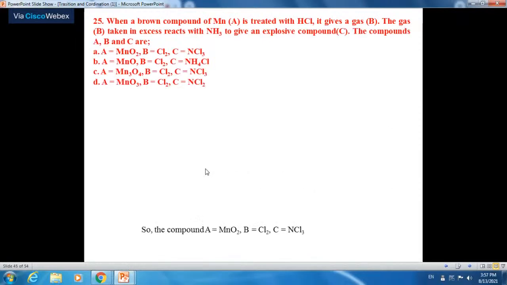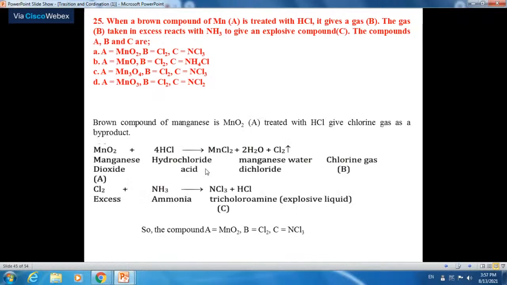A brown compound MnO2 when treated with HCl gives B, the gas, which taken in excess reacts with ammonia and gives an explosive compound. The compounds A, B and C are? I'll show the reaction directly. MnO2 is treated with HCl. You will get MnCl2, that is manganese dichloride, along with the liberation of chlorine gas. Then the chlorine gas is treated with ammonia. You will get trichloroamine, an explosive liquid.